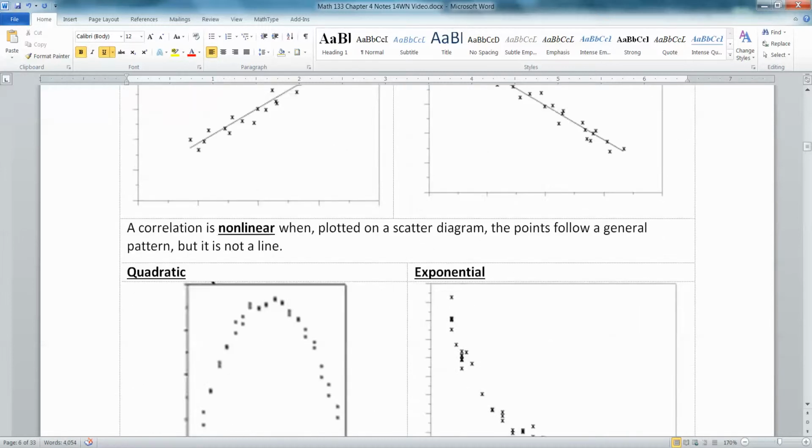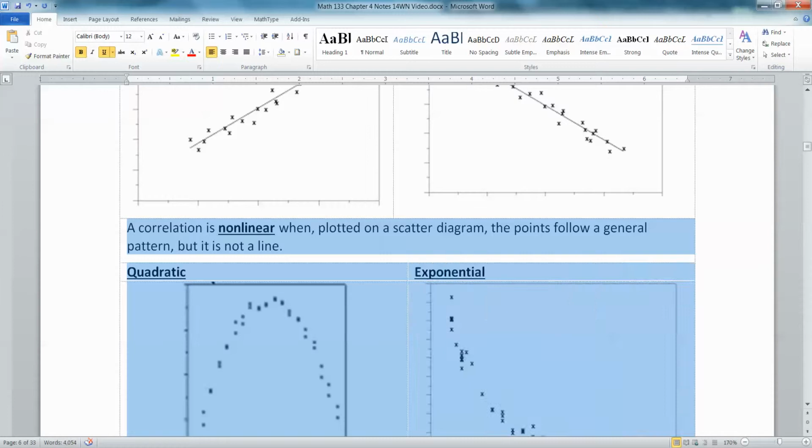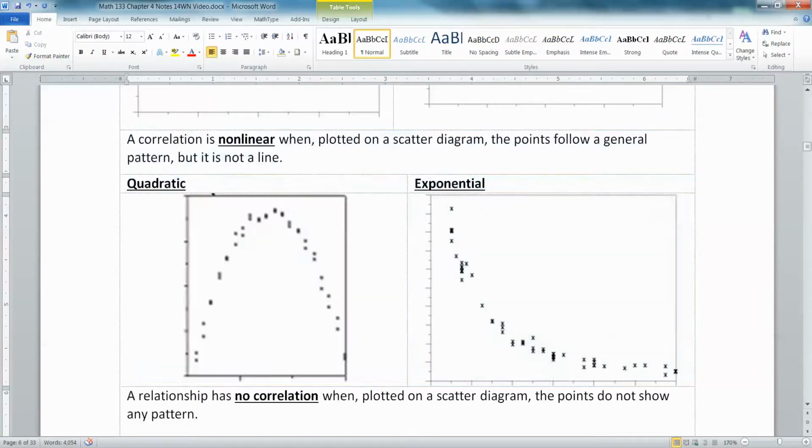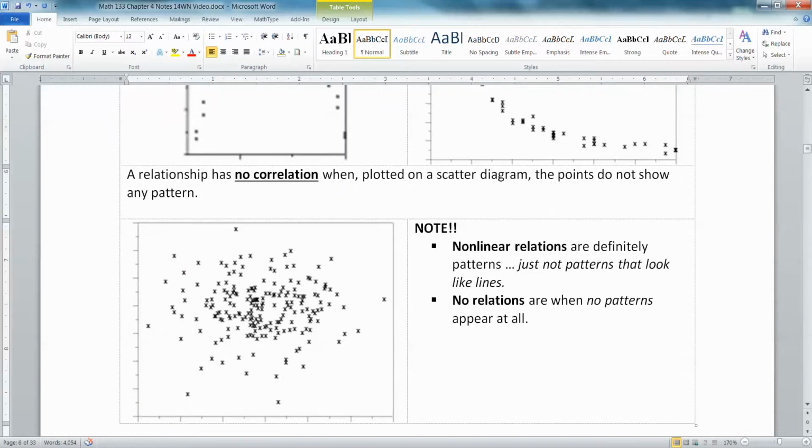Now, there are a whole host of other relationships that are nonlinear. Exponential relationships, quadratic relationships, there's tons and tons of them. We're not going to be dealing with them in this course. If you want to deal with them more, that would be a Stats 2 course or something like that. We're also not really interested, well, we are in so much as noticing when they happen, but there are patterns that have no correlation whatsoever. It looks like somebody just vomited the points up there.